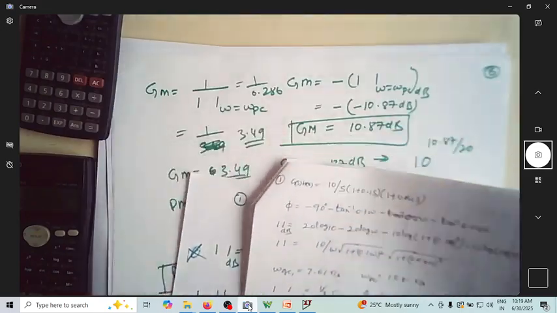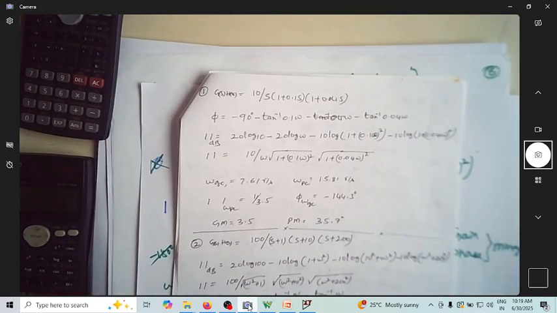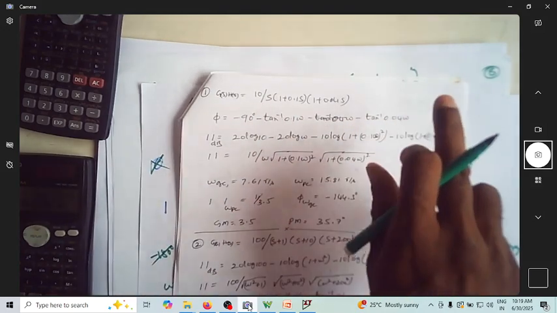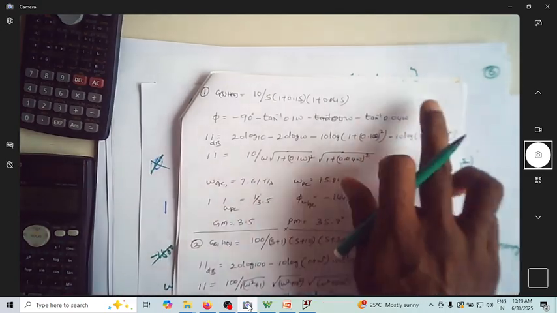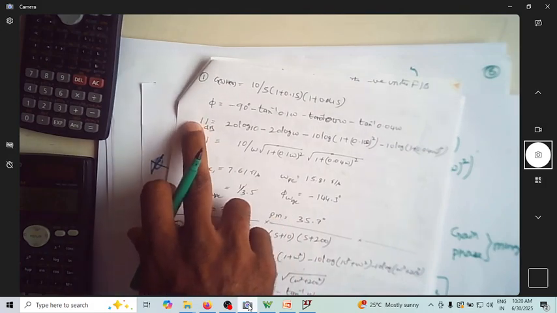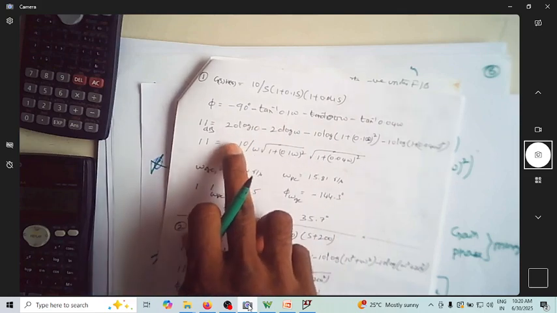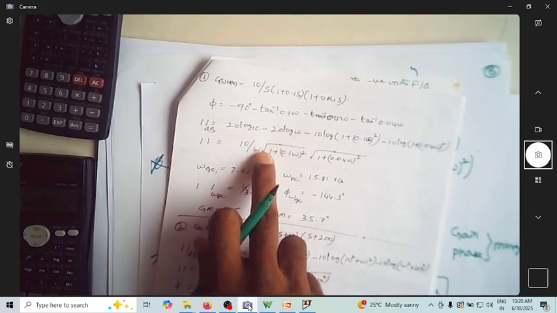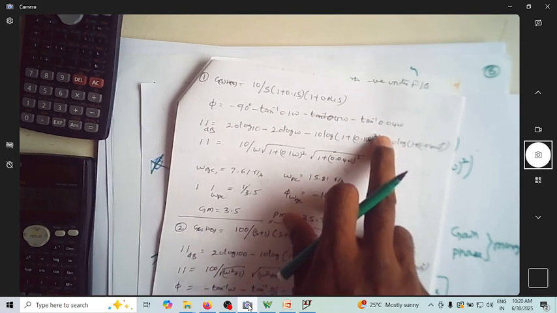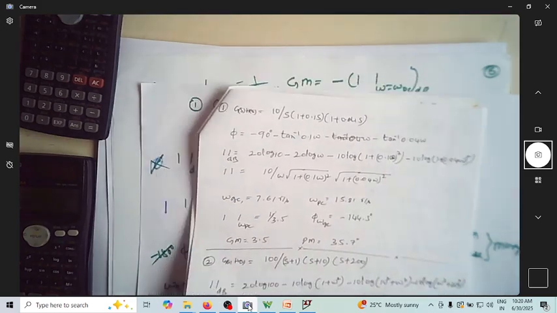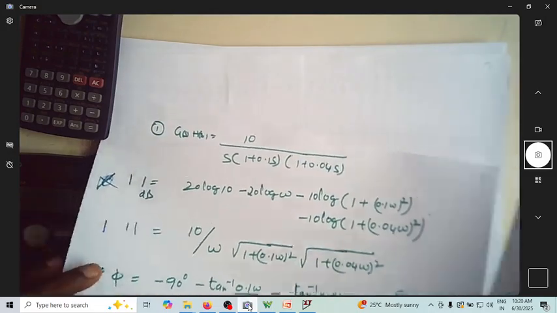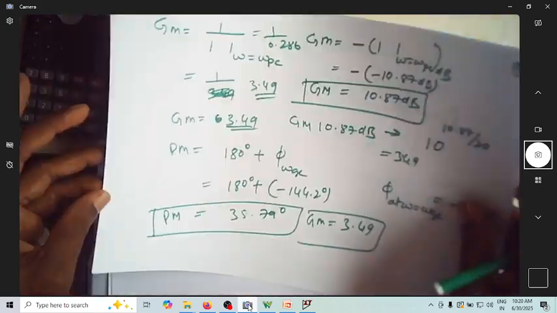So basically you have to feed the equation: make alpha equal to minus 180 degrees, which will give you omega PC, and alpha equal to 0 dB, or equating this to this, will give you omega GC. So this is the magnitude equation in absolute value, and this is in dBs. This is how we can do the gain margin and phase margin calculation.